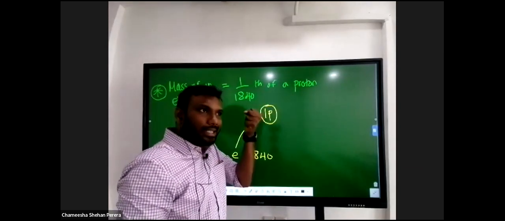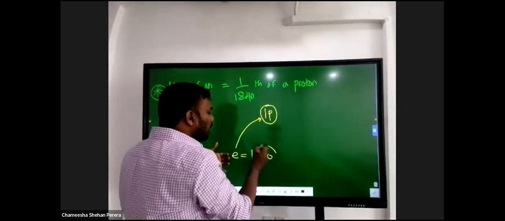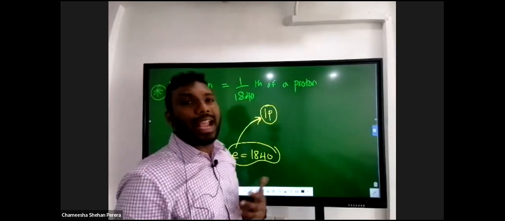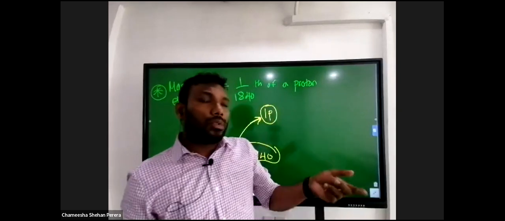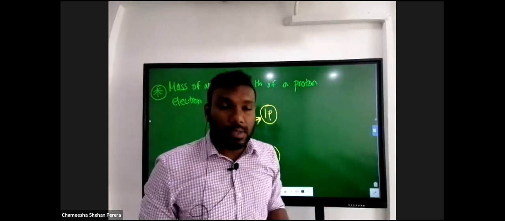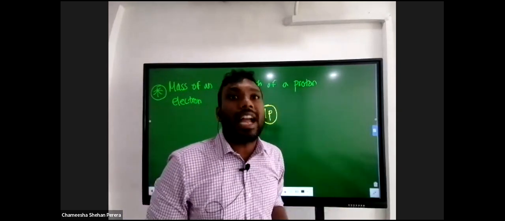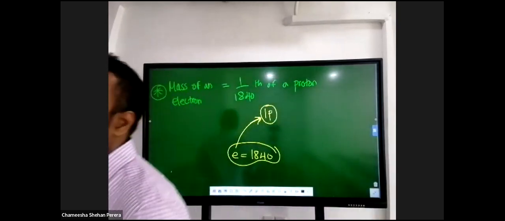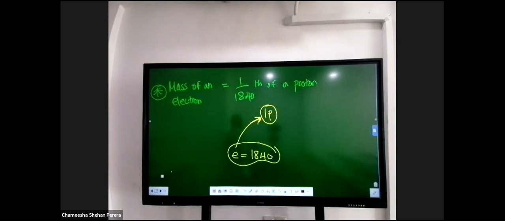If you have 1840 electrons, you could equalize the mass of all of those electrons to the mass of one proton. That means the mass of an electron is 1840 times smaller than the mass of a proton, right? So what you can understand from here is that the mass of electrons is extremely low.